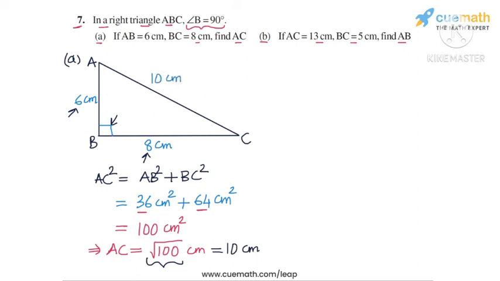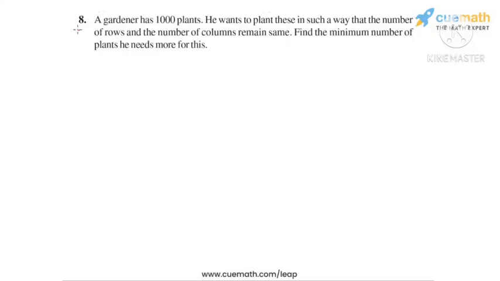Similarly, now let's do the next part. In question 8, the problem statement says a gardener has 1000 plants. He wants to plant these in such a way that the number of rows and the number of columns remains the same. Find the minimum number of plants he needs more for this. How many additional plants does he need?